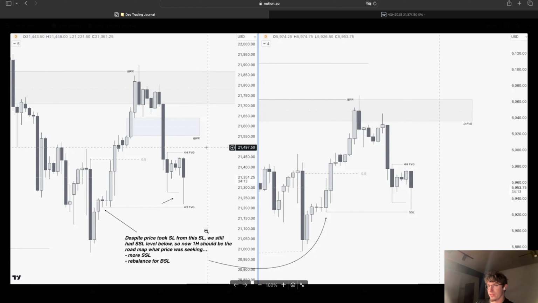Another thing was, despite price taking sell side from this sell side, we still had sell side liquidity below. So now 1 hour should be the roadmap, right? Because we took this sell side here, but we were close to the under sell side here. So 1 hour should be the roadmap to tell us, okay, if we want to continue higher to this void here, or if we want to continue lower.